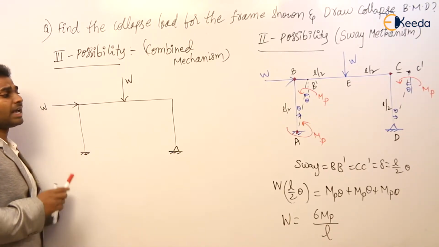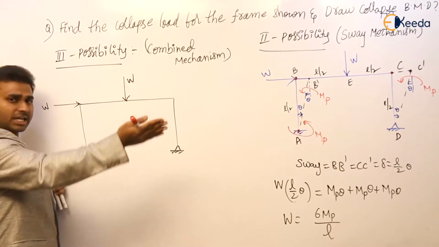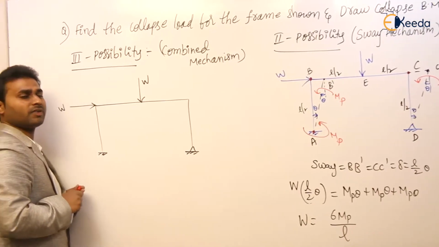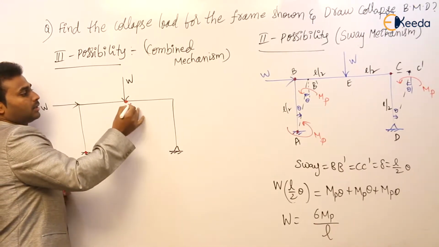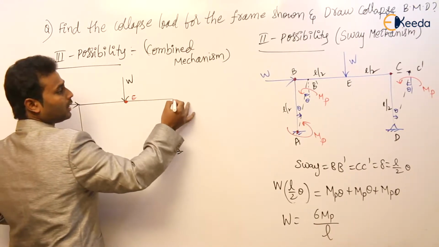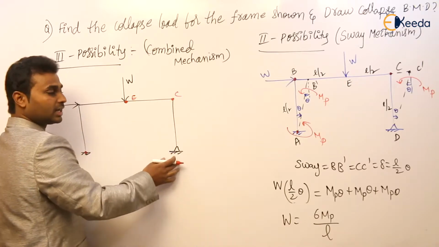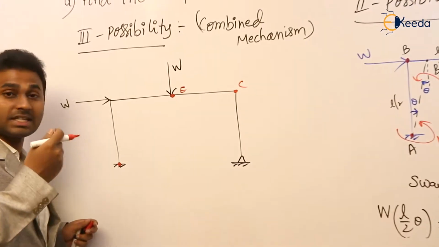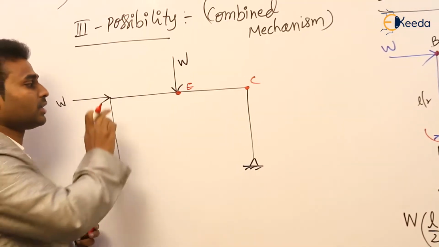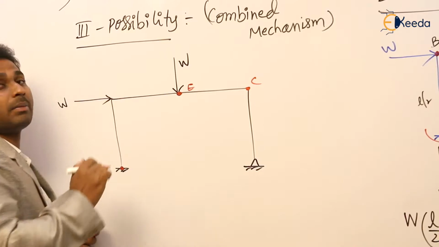As the given frame is swaying towards the right, this is the combined mechanism. In the combined mechanism, where will the hinges form for this given structure? At A, at E, at C. That's it. Why? Because D is already a hinge, and at B it will not form. Why will the hinge not form at B? We have discussed it in detail. So here there is no need to consider the formation of a hinge at B in the combined mechanism.